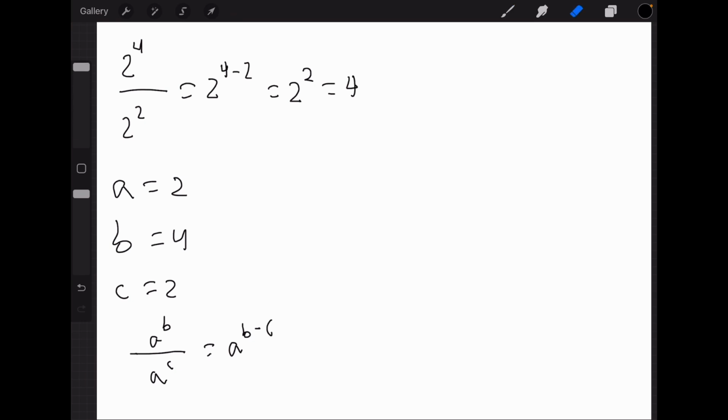Next question. 2 times 3 to the power of 3. There's two ways to do this. We could just multiply the 2 and 3 inside the parentheses to get 6 cubed, which equals 216.